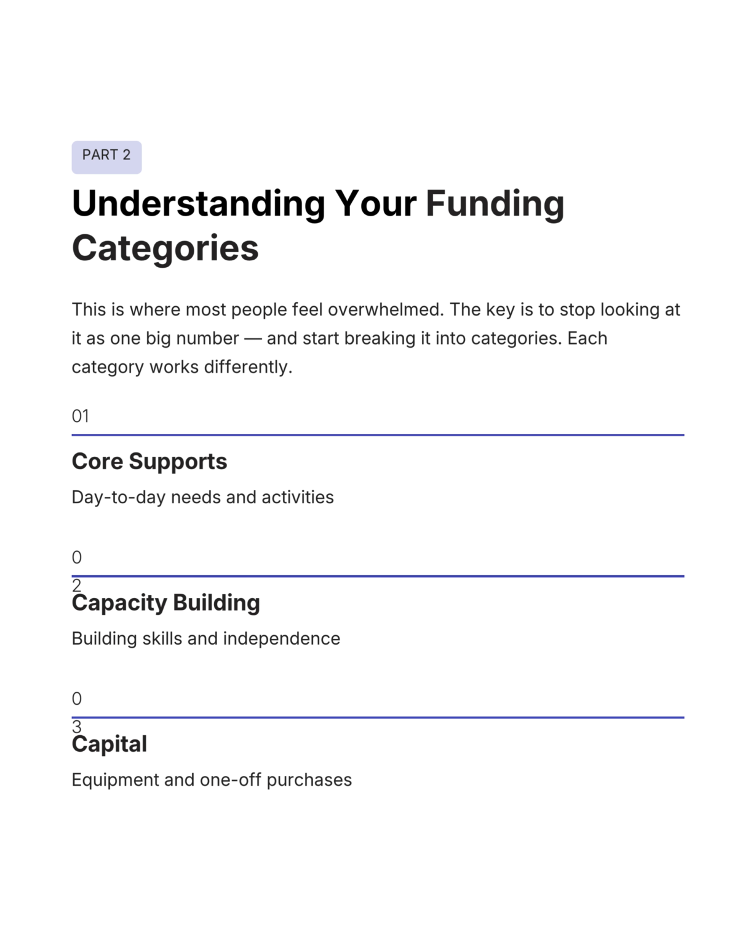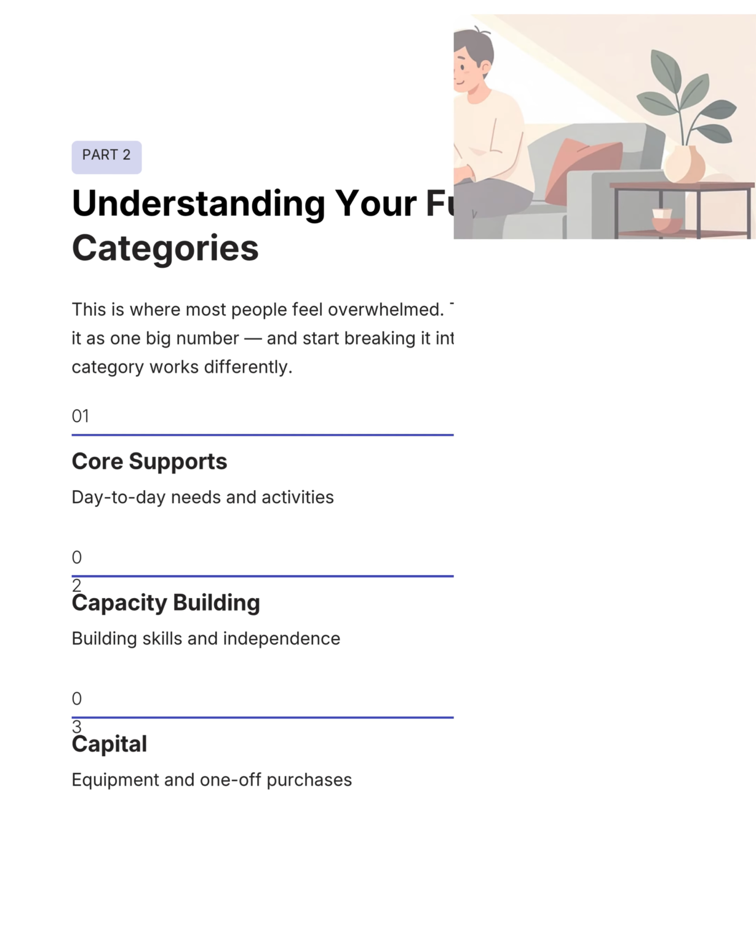Next is your funding. This is where most people feel overwhelmed, but it becomes much easier when you stop looking at it as one big number and instead break it into categories. You will usually see categories like core supports, capacity building, and sometimes capital. Each of these works differently, and understanding that is key to using your plan effectively.